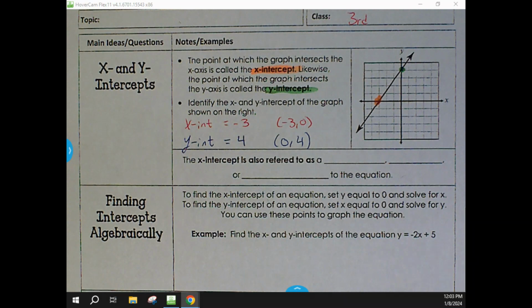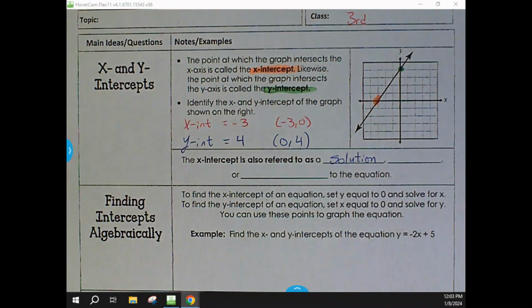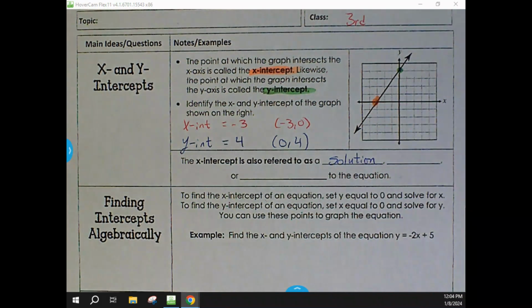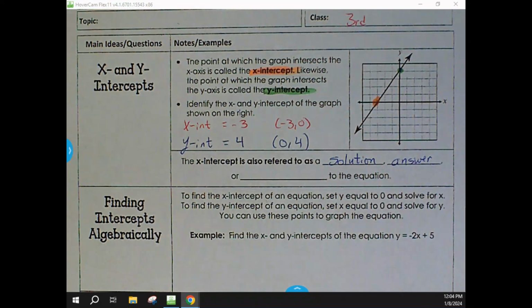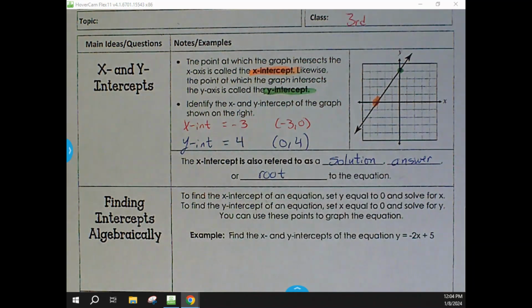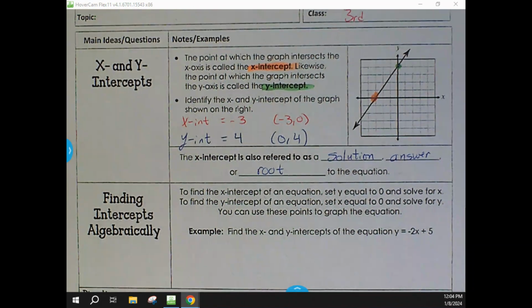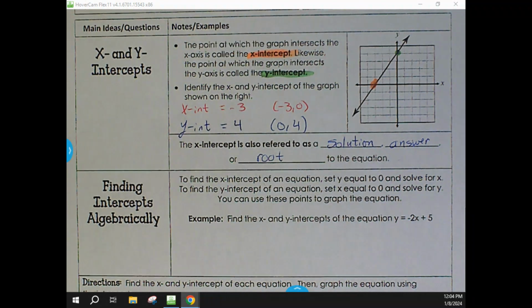When we're doing equations and we're going to solve these, a lot of times the x-intercept is a solution, because that's the answer to whatever question it is that we're working with. And sometimes when they talk about graphs, the x-intercept, they also sometimes just call this a root. There are some other answers they throw at you too, but those are just the ones we're looking at right now. So it could be a solution, it could be the answer, it could be the root. It's the answer to the problem that we're looking for.